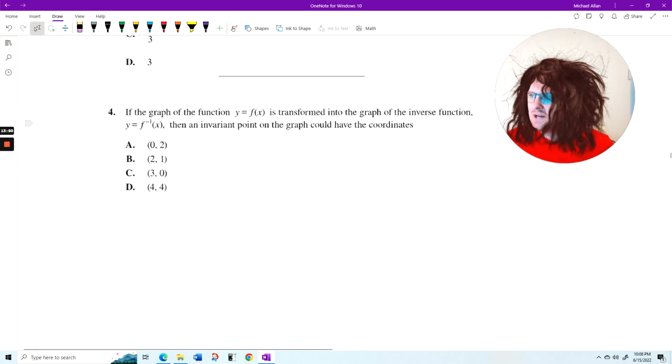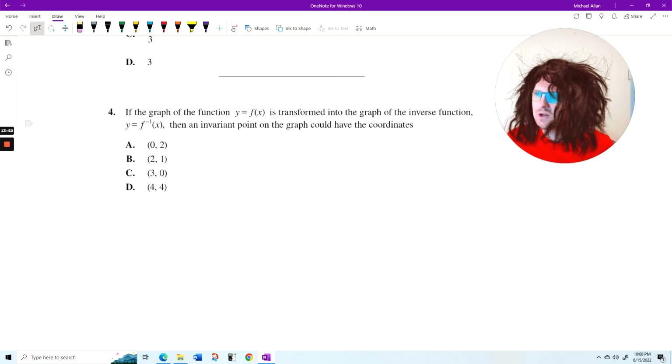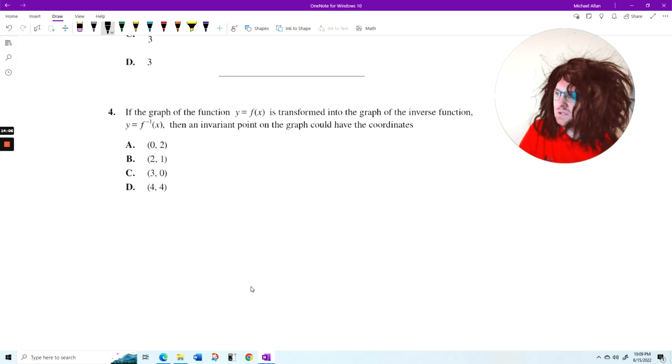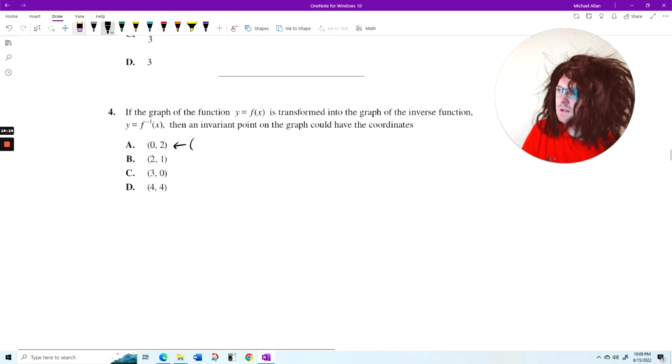The graph of a function f of x is transformed into the graph of the inverse of the function. Then the invariant points could be, remember, the invariant points are points that stay the same. Right? So if it was (0, 2), it probably came from... it depends on where it was on the graph. I don't know which graph. Maybe they're talking about the original graph.